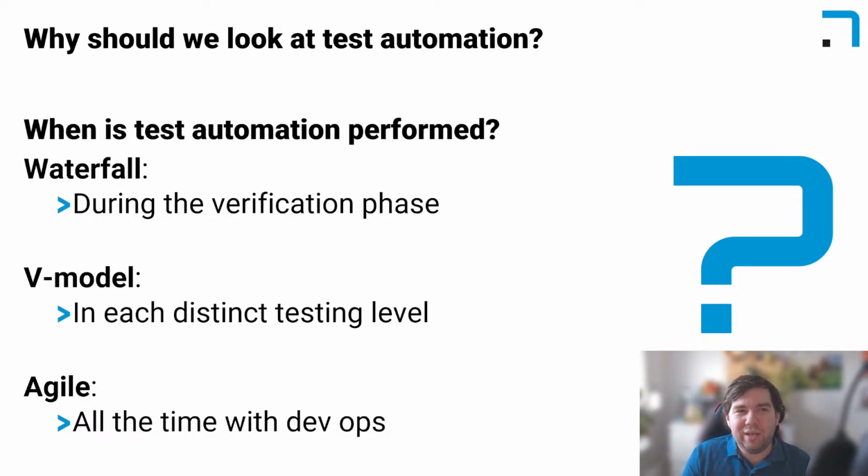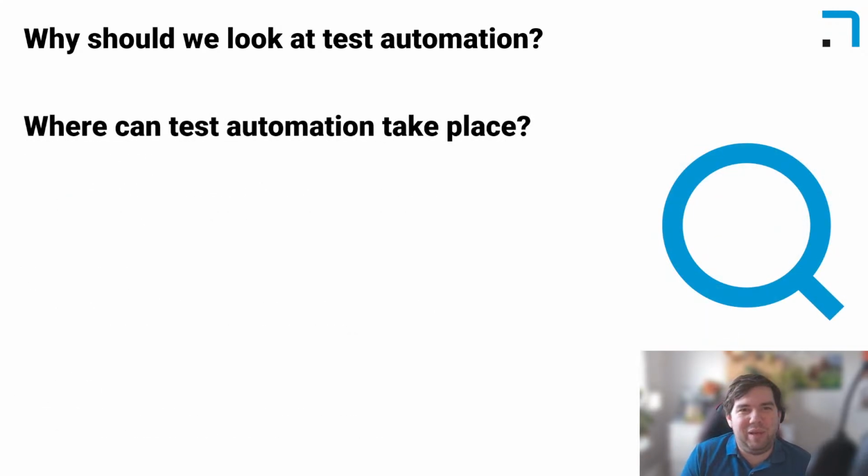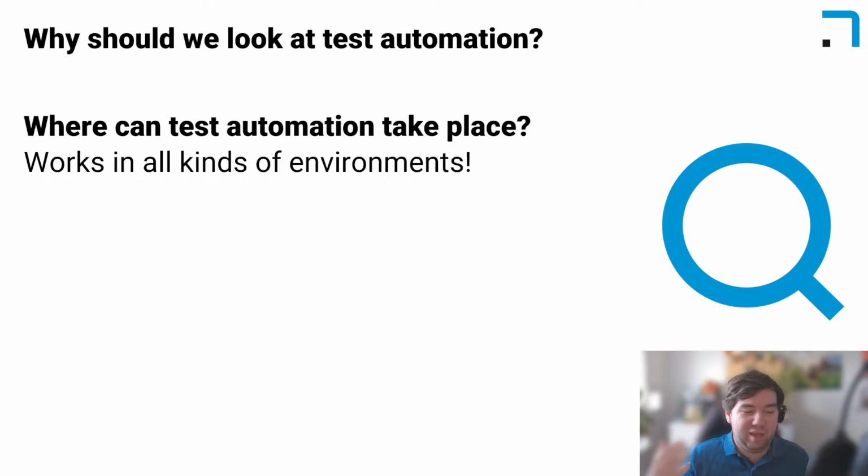So I discussed when test automation can be performed, but where can test automation be performed? Where does it take place? Well, the cool thing with test automation is that it works in all kinds of environments, and we are free to use different kinds of test automation in different stages.